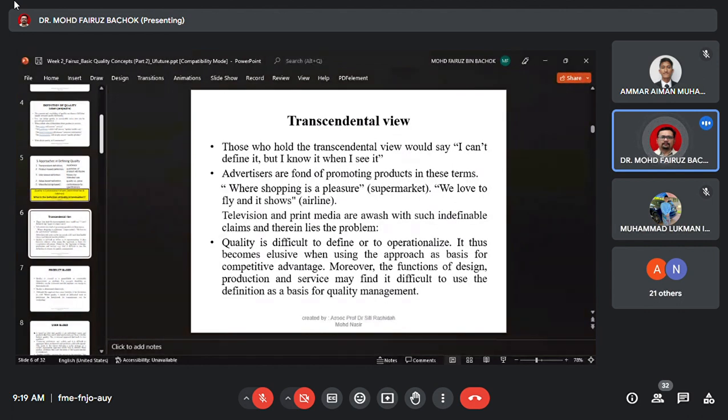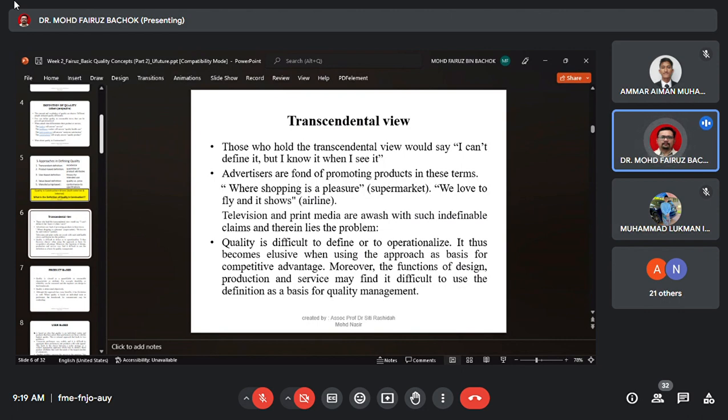But the transcendent view is difficult to define or to operationalize. It is difficult to define because there is no data that people can read and understand. That's why I can't define it, but I know it when I see it. When you try it, then you will know. It becomes elusive when used as a basis for competitive advantage. It is very difficult to understand until you try it.